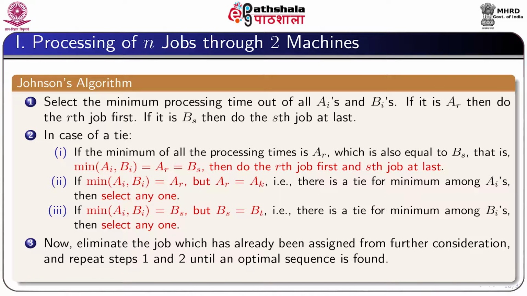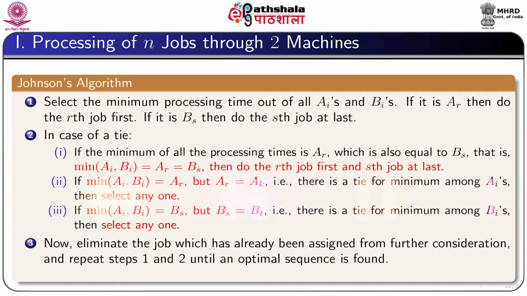Johnson's algorithm has some steps. In the first step, we have to select the minimum processing time out of all Ais and Bis. If it is Ar, then do the rth job first, and if it is Bs, then do the sth job at last.